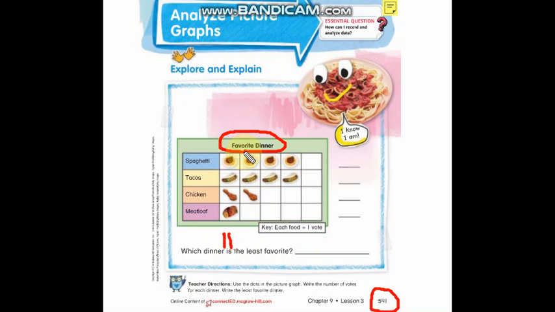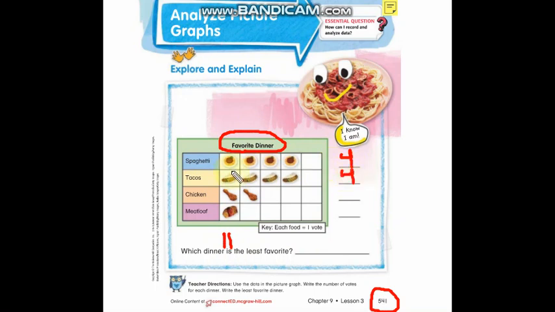How many people like spaghetti? So we need to write the number here. Let's count. 1, 2, 3, 4. So we are going to write 4. And let me say, how many votes did the tacos get? This is a Mexican food. One, two, three, four. Four.